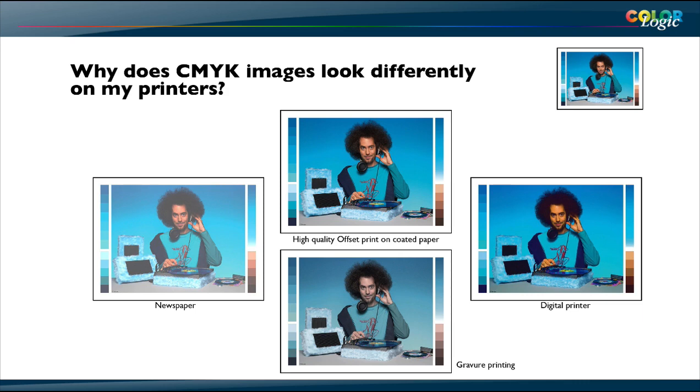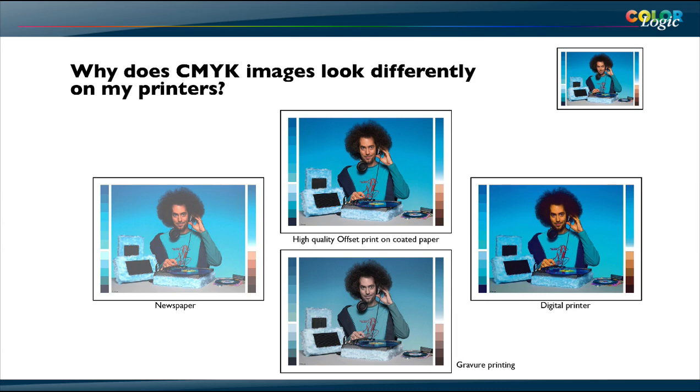Might be the right one, might be that on the top here, the high quality offset print on coated paper on top. If I print that on gravure without converting the CMYK values, I get a very pale face of that guy. Or on the newspaper, the hair is completely, no details anymore, there's nothing in there to be seen. And on my digital printer, completely oversaturated colors. So I have to do something there.